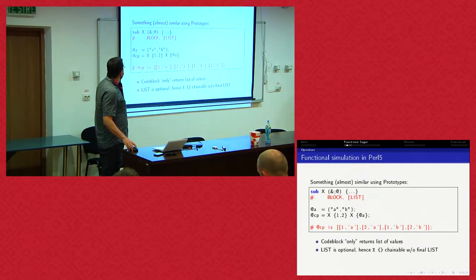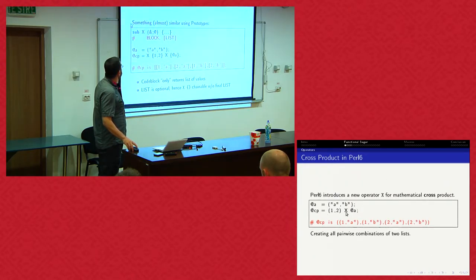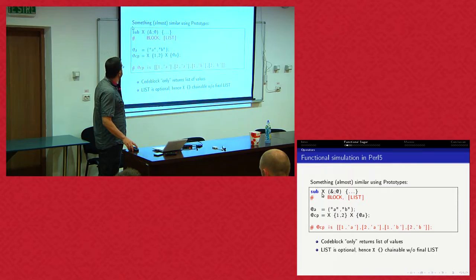What you could do in Perl 5, I mean, is just define a function, big X. We see the operator, that's a real operator in Perl 6. This is just a function called X. It's a big one. You give it a prototype. It takes a block and a list, and an optional list. And then you can write X 1,2 in a function block, which returns a list, and another X with an array, and you can get the same result.